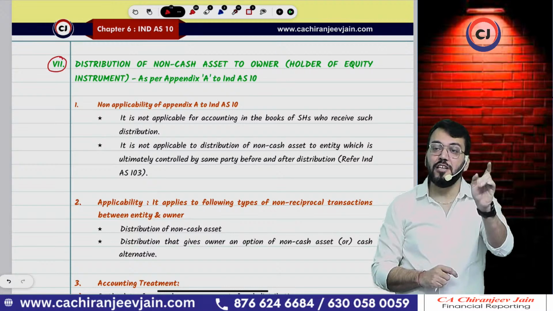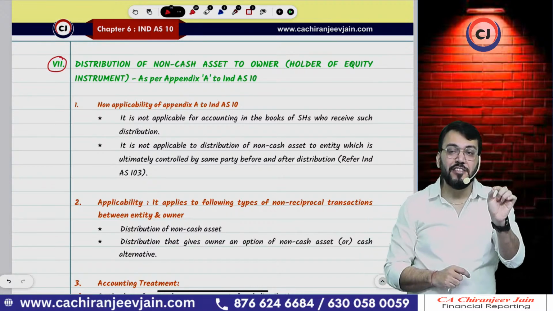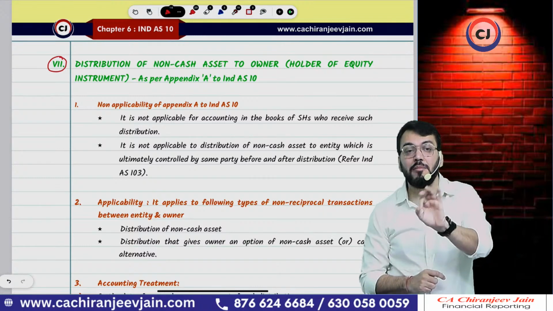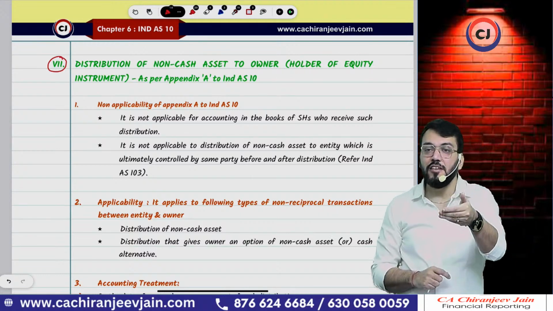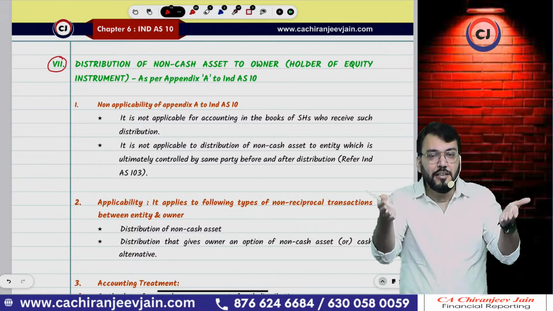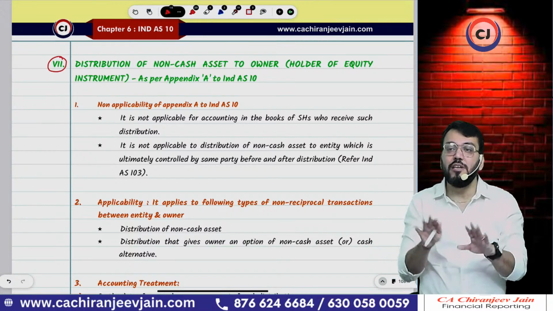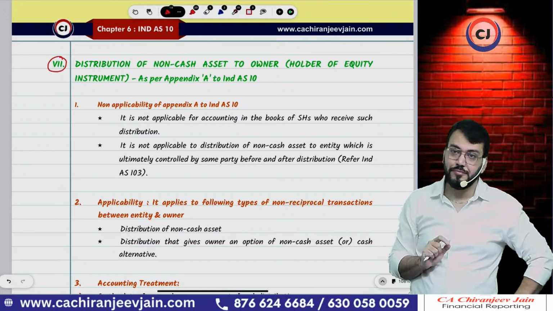Interpretation, you understood. I have said before 2001 it was SIC, Standard Interpretation Committee. After 2001 it became IFRIC. IFRIC means International Financial Reporting Standard Interpretation Committee. So they used to provide interpretation. That interpretation will now become what? Appendix to Ind AS. But when I say appendix to Ind AS, it is not Ind AS.